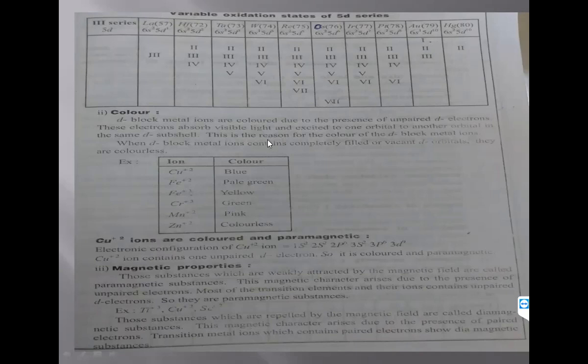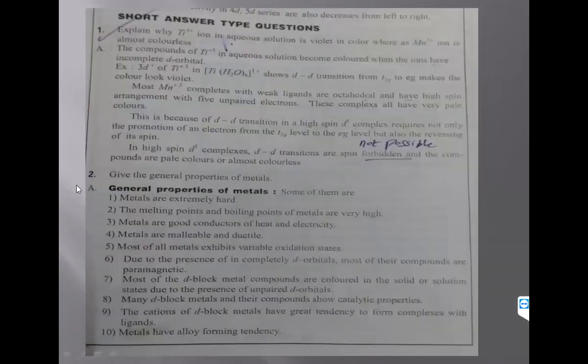So this magnetic character, diamagnetism, arises due to the presence of paired electrons. Transition metal ions which contain only paired electrons show diamagnetic behavior.